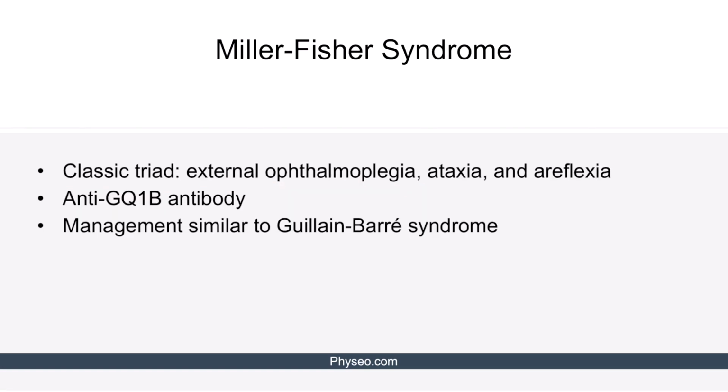Miller-Fisher syndrome is a variant of Guillain-Barré syndrome that is characterized by a triad of external ophthalmoplegia, ataxia, and areflexia. It's associated with anti-GQ1B antibodies, and its management is similar to Guillain-Barré syndrome. Now let's conclude this presentation with a practice question.